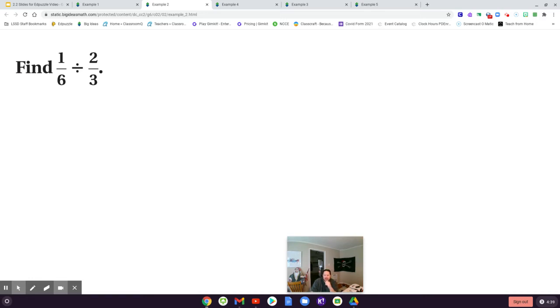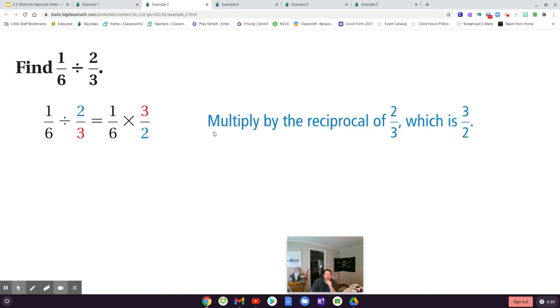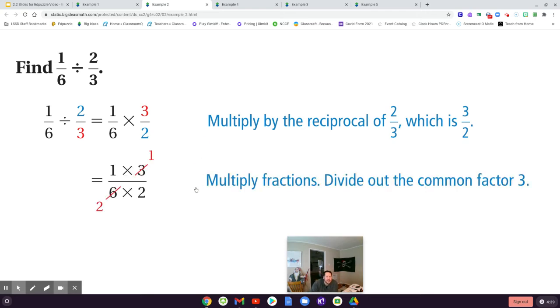Oh, also simplify your answer. All right, let's walk through it. So you take this 2/3, you flip it over, and now it becomes 1/6 times 3/2. Okay, that's the big first important step. If you get this, then it's the same as multiplying fractions. So when you multiply, you can do 3/12, which you then have to simplify. You got to simplify it.